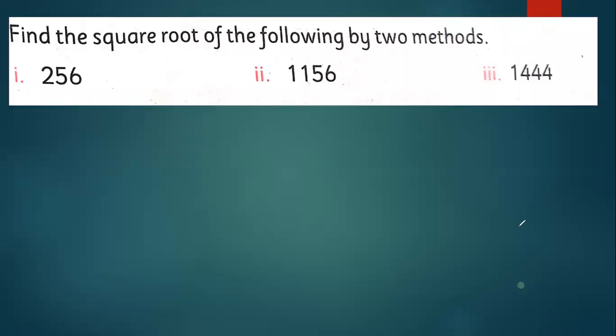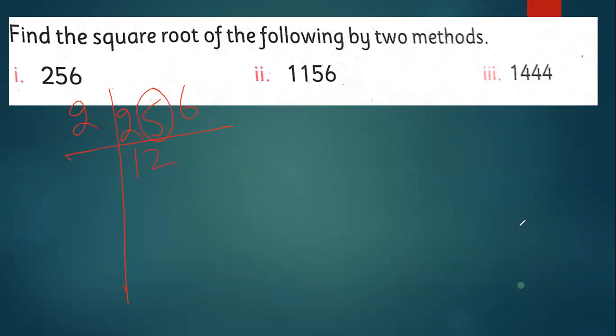Okay, let me do it again by two methods. First, by factorization method, then by division. By factorization method, we will take only this 256 and write it in this way. That is divisible by 2. So 2 ones are 2. And for this 5, what do we have to do?